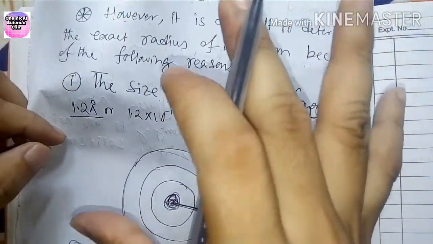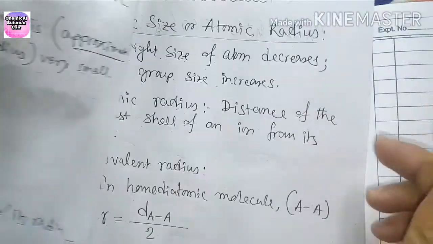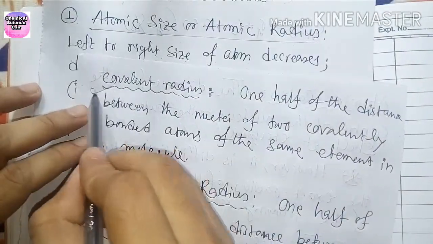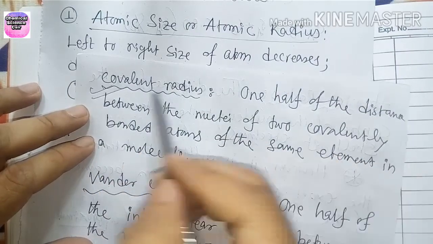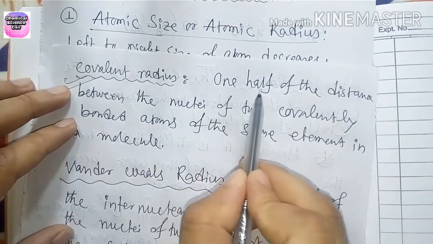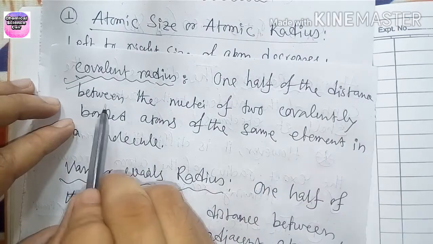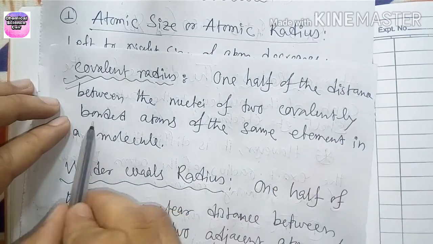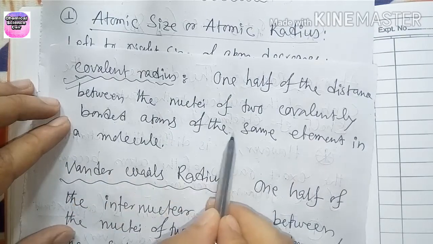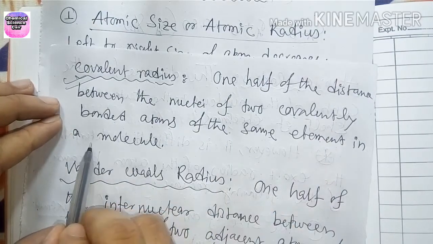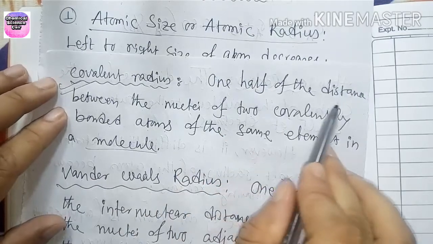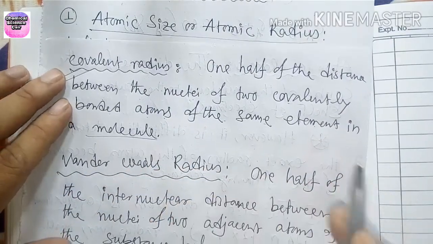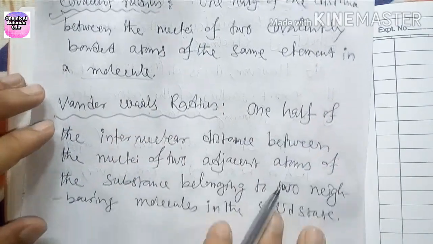This is about atomic radius. Now another one is covalent radius. Covalent radius means one half of the distance between the nuclei of two covalently bonded atoms of the same element in a molecule.